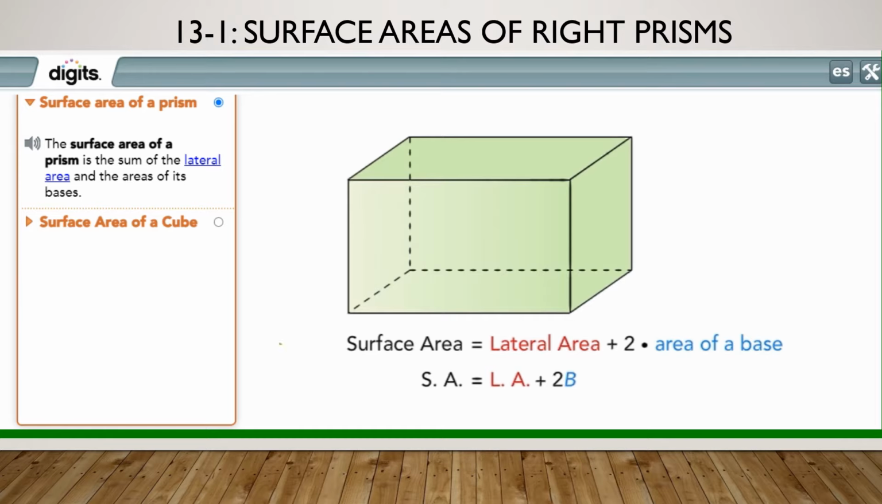So this is the formula in words. The surface area is the lateral area plus 2 times the area of the base. This is how it will look if you write it as an equation. You'll see me write just SA equals LA plus 2 times capital B. It's very important that you notice that this is a capital B. Capital B means area of the base. Make sure you do not get that confused with a lowercase b, and we'll go over what lowercase b is a little later. The next key concept is surface area of a cube.